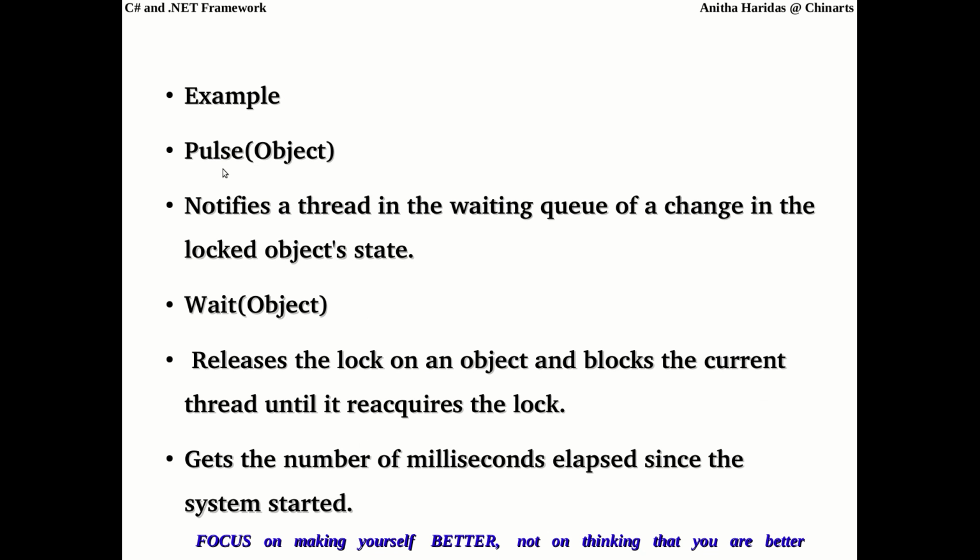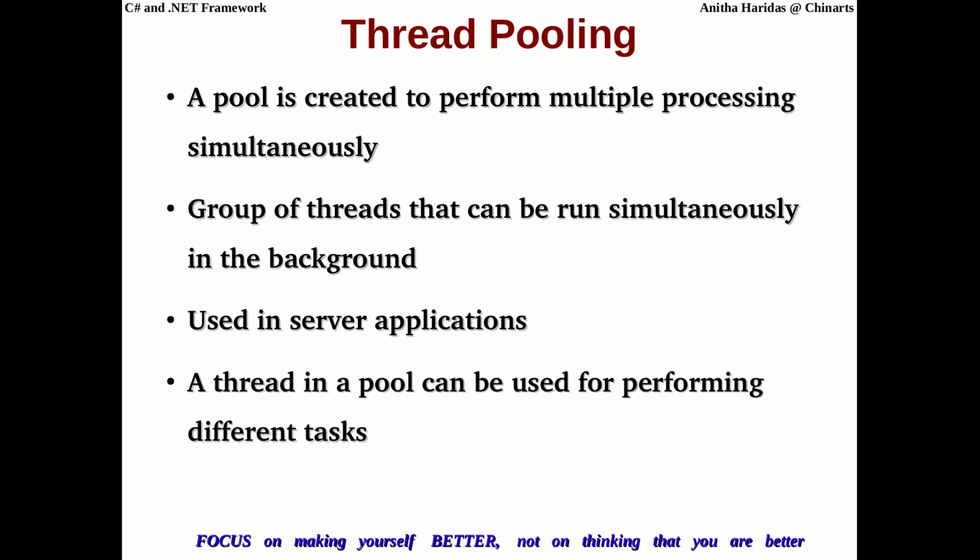And this is an example. You can have a pulse object, and it notifies a thread in the waiting queue of a change in the locked object state. These are some of the methods that will be used in your thread pool. And wait releases the lock on an object and blocks the current thread until it reacquires the lock, and it gets the number of milliseconds elapsed since the system started. These are just some very vague points that I have collected only for your examination purpose. If they ask you what is a thread pool, you can write up to this.